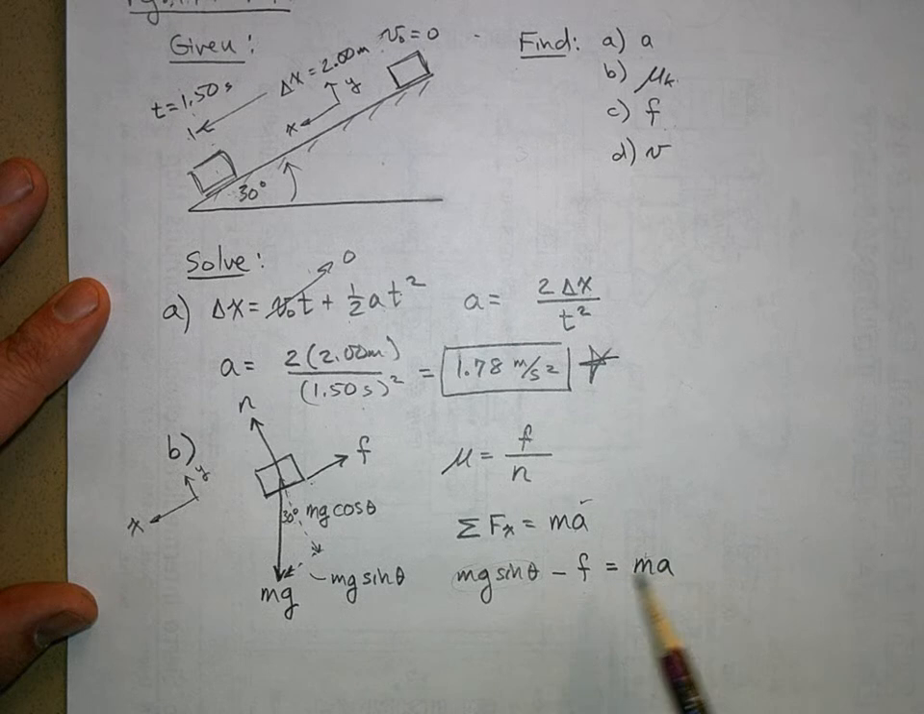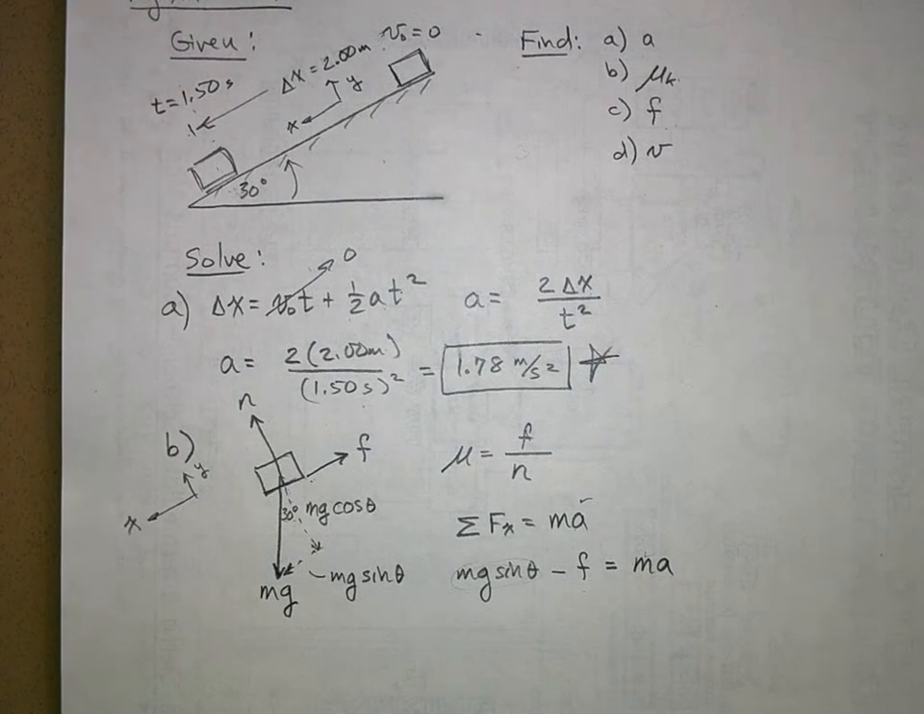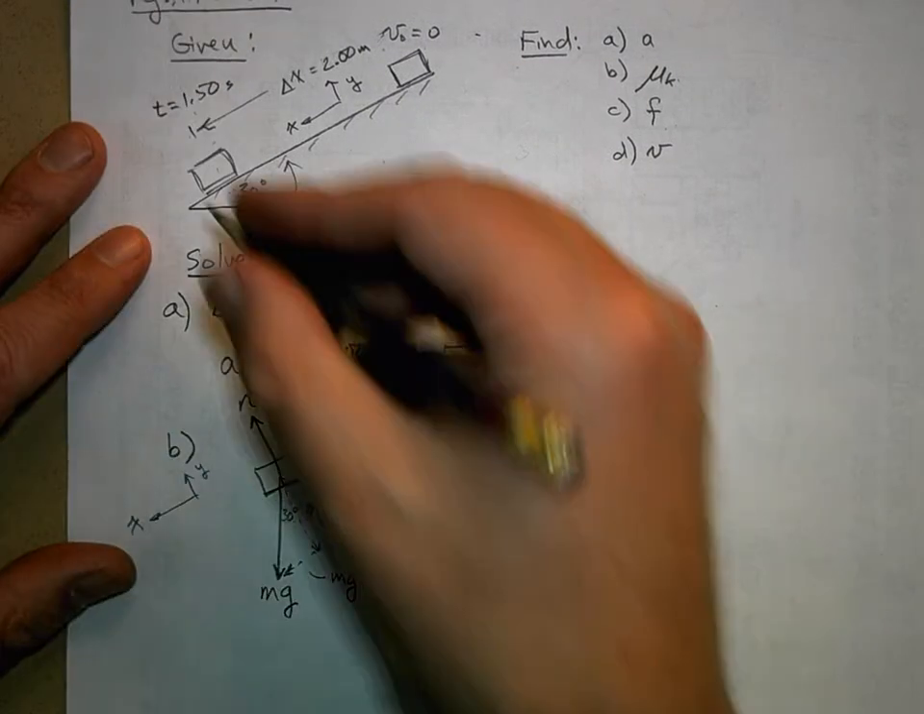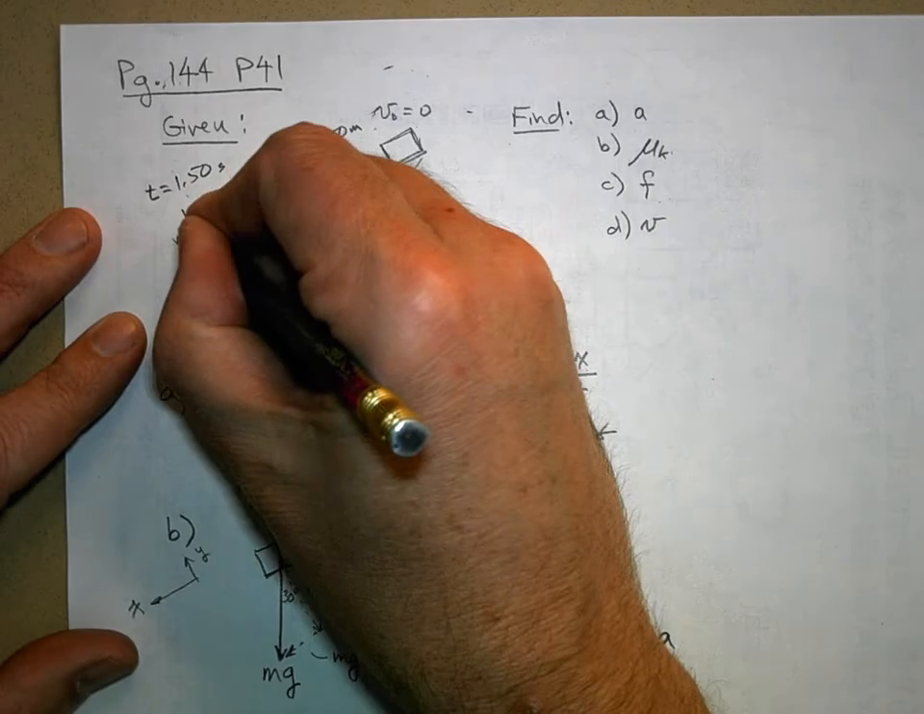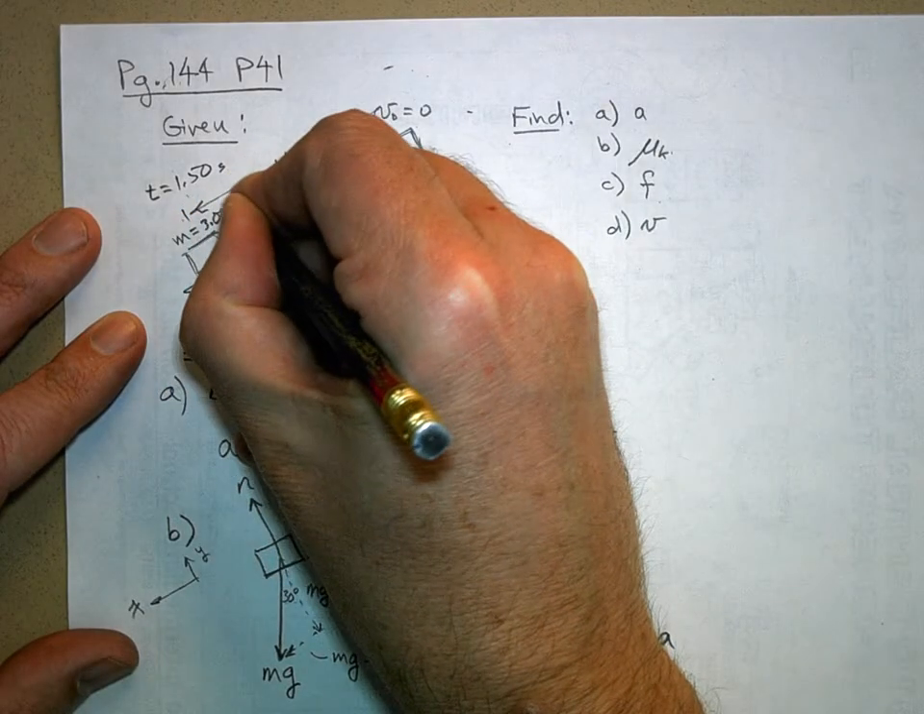We know the mass. Well, we do know. I didn't write it down though, did I? It's a 3 kilogram block. I forgot to write that down in what's given. m equals 3 kilograms.